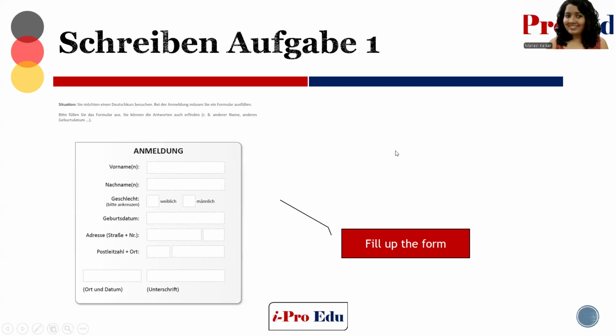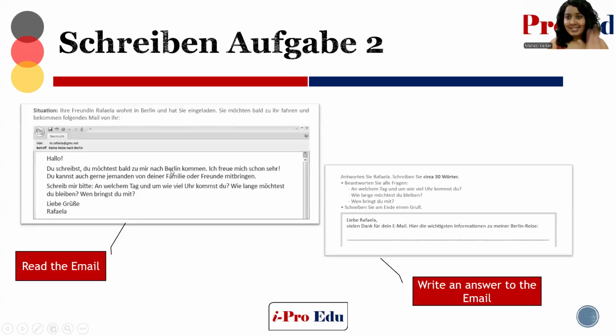Let's go on to Aufgabe 2. Now, if you see on the left side, there is an email. So you read the email first. And then go on to write an answer to the email that you have just read with the help of 30 words, not more than 30 words, 30 max 35 words. Please make sure that you stick to the word limit. You can take help of these questions given here. You have to answer the questions. So read the email, and on the basis of the email, you have to give a reply to that email with the help of the questions given here.